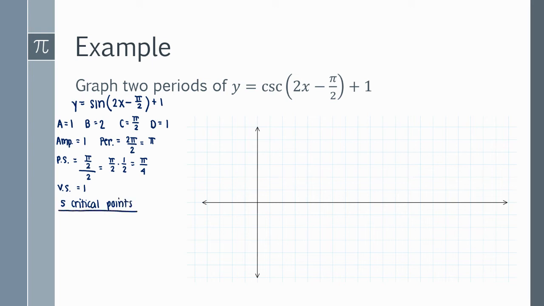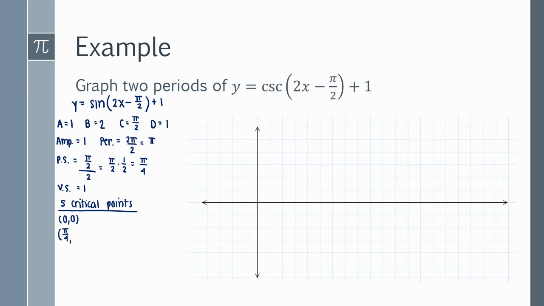So we'll start off with just doing the A and B values, and then we'll transition into the shifts for the phase shift and the vertical shift. So we'll start at 0, 0 when we're talking sine. Then I want to take a fourth of the period. So if pi is my period, pi over 4 is a fourth.